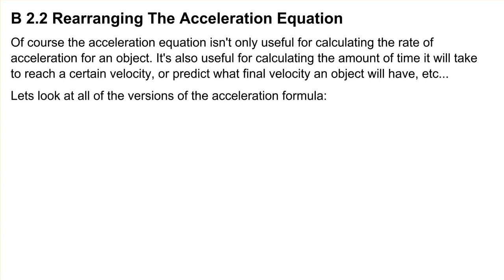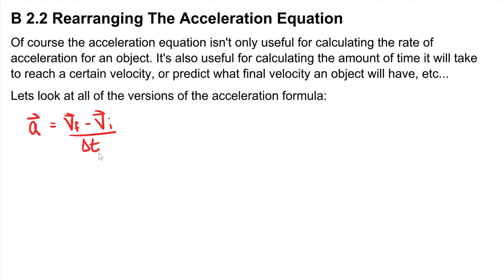To skip to the chase here, the acceleration equation isn't only useful for calculating the rate of acceleration, it's also useful for calculating the amount of time it will take to reach a certain velocity, or predicting what final velocity an object will have. So let's take a look at the versions of the acceleration equation. The only one you know of right now is a equals VF minus VI over delta t. But of course, that's not the only one we could get.